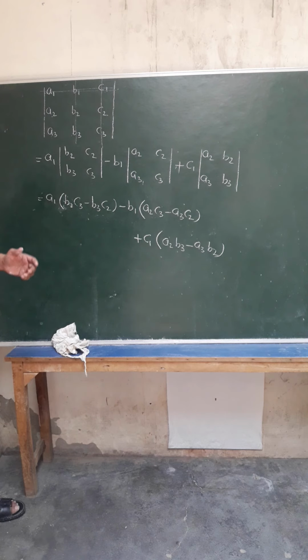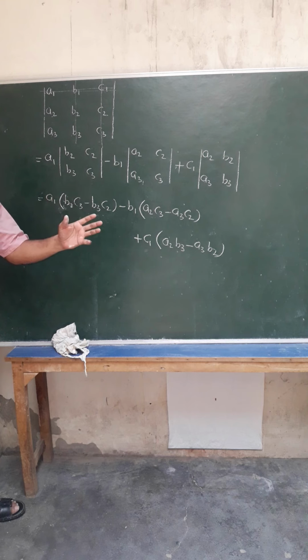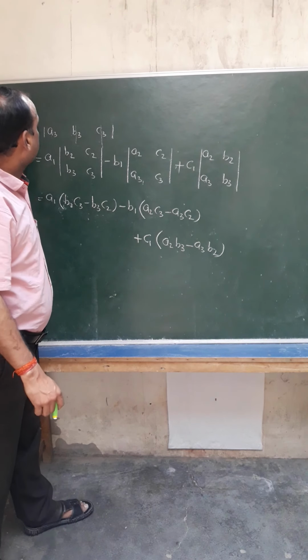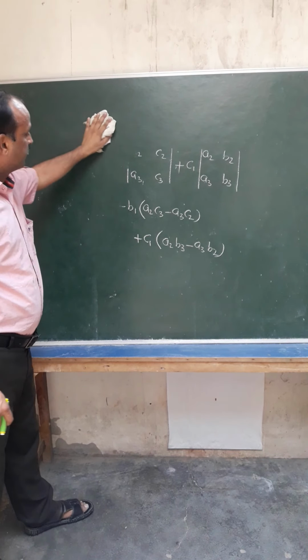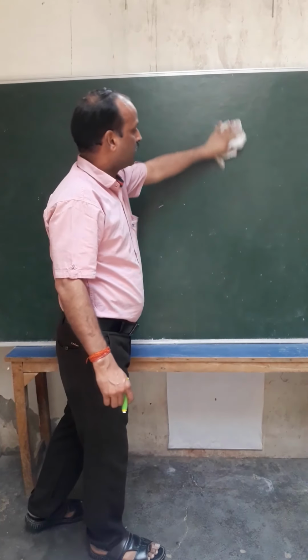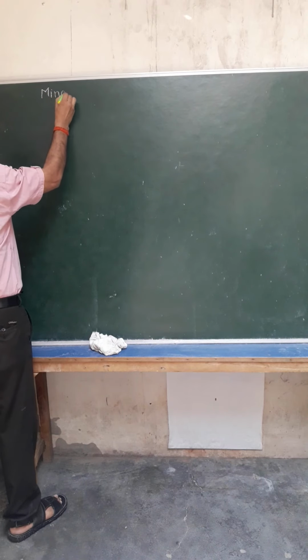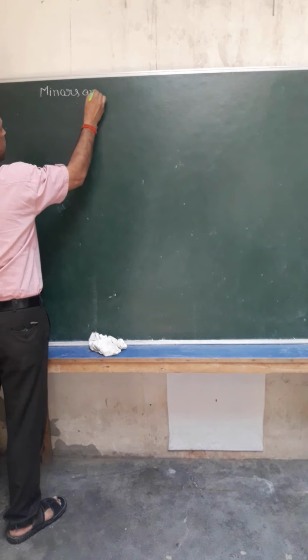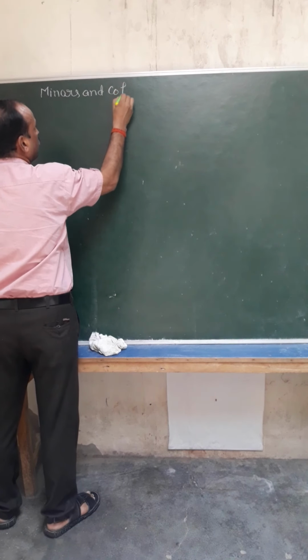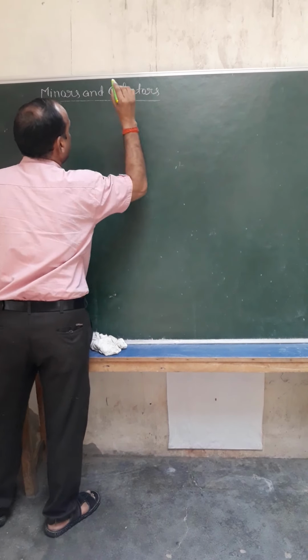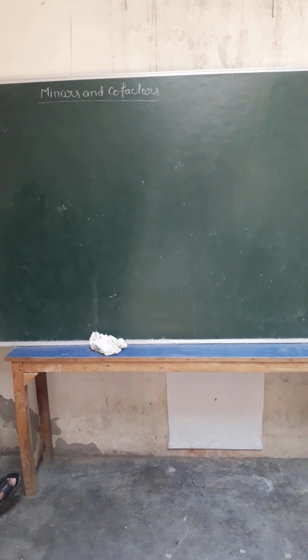Now the most important thing related to determinants is minors and cofactors. It's very important. Without knowing this, you will not be able to solve the problems based on this. So first, I will tell you about minors and cofactors. First, I will write a determinant.